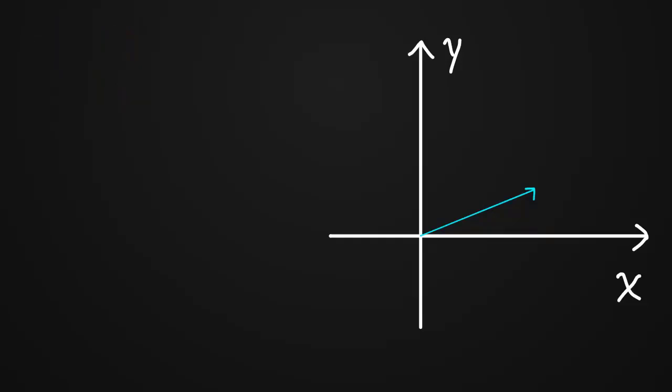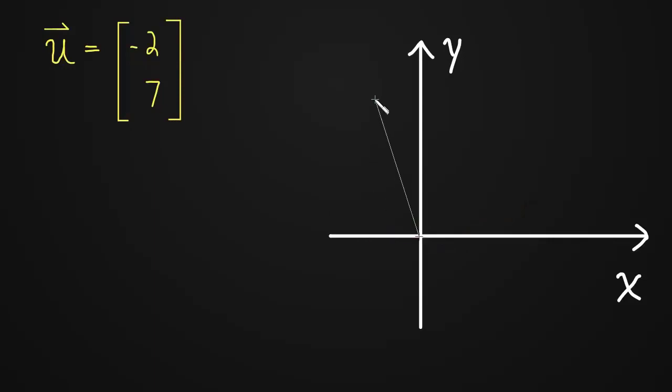Let's say we have something like U is equal to negative 2, 7. So let's draw that. We're going to move over by 2 and up by 7, so something like that. So we've moved over negative 2 and we moved up by 7. So maybe I'll erase that. There we go.